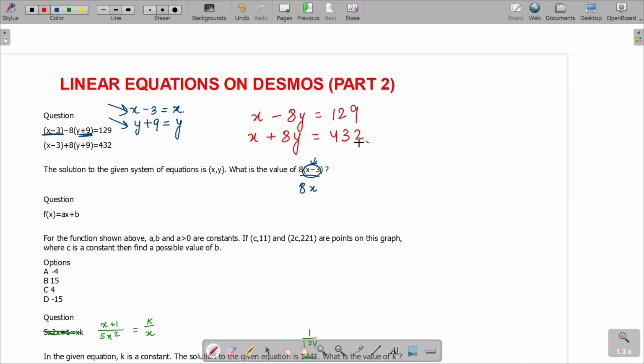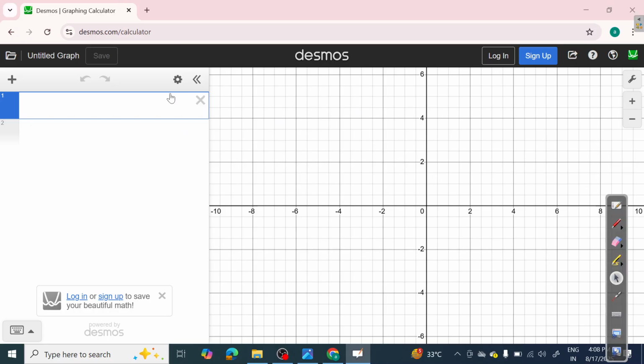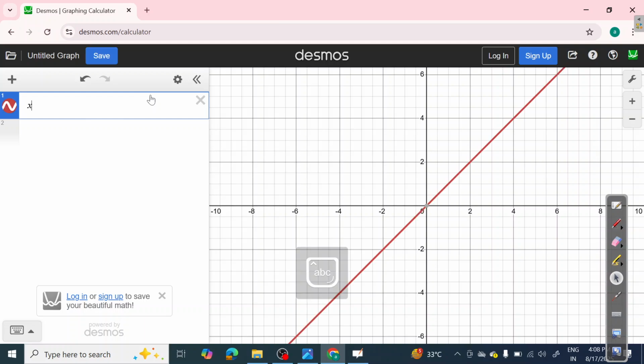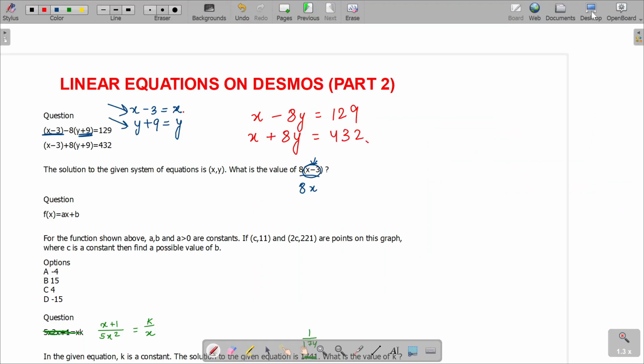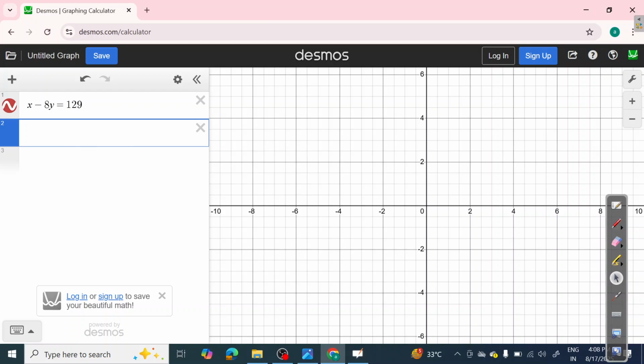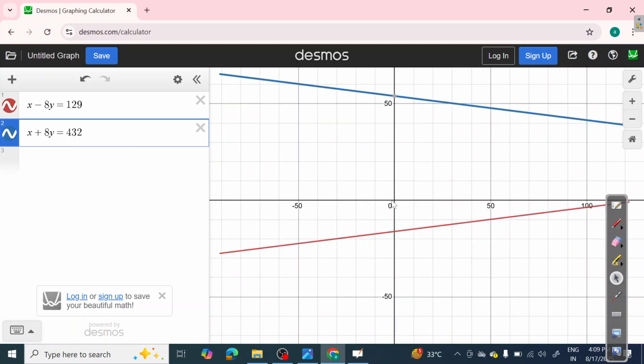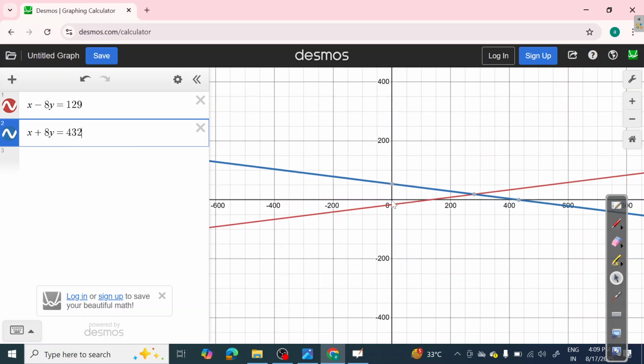Now what is the next step? Simply put it on Desmos. So let me use Desmos. I hope my first equation is correct. Let me check the second one. Okay, now you'll check the intersection point. So I'll zoom out. Okay, so I got my intersection point. Here it is. What is the value of x?